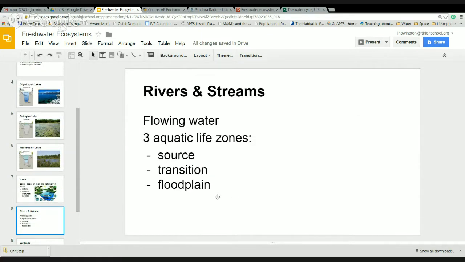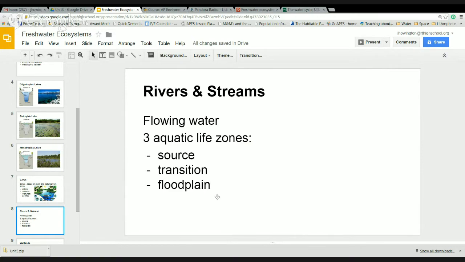And then we have rivers and streams. So those systems are flowing water. It's flowing on the surface, and it has 3 aquatic life zones that you can look at more in the book on page 148: the source zone, which is where the runoff is usually generated. It's usually up in the mountains.